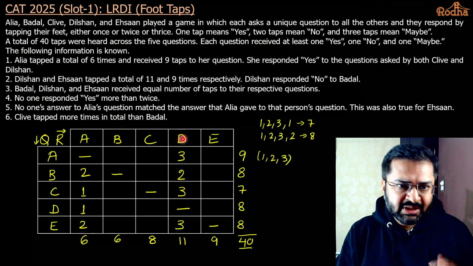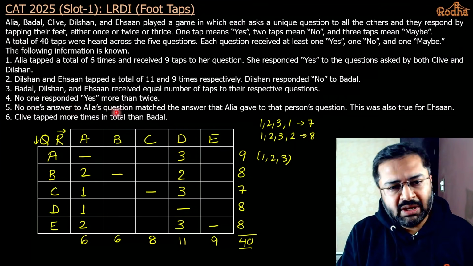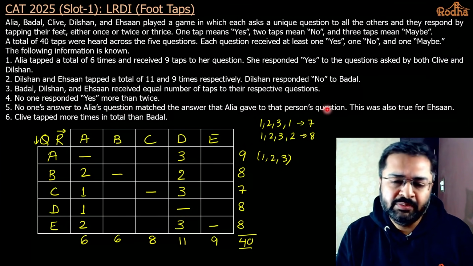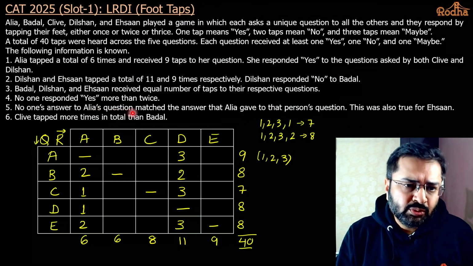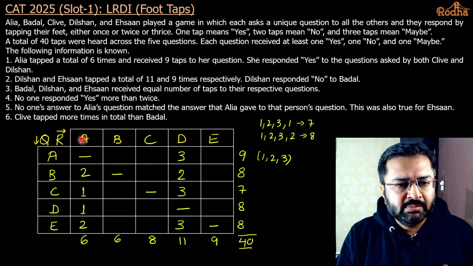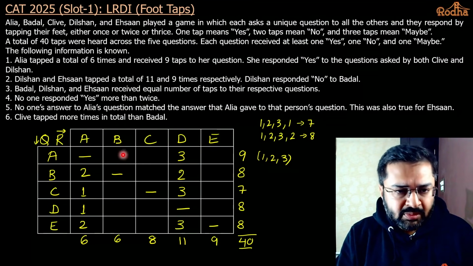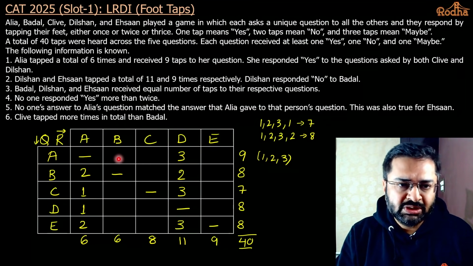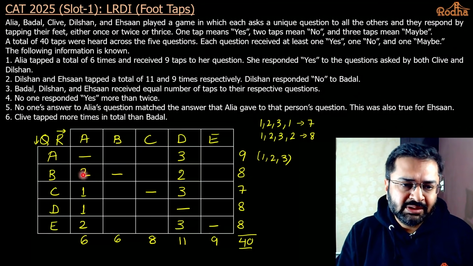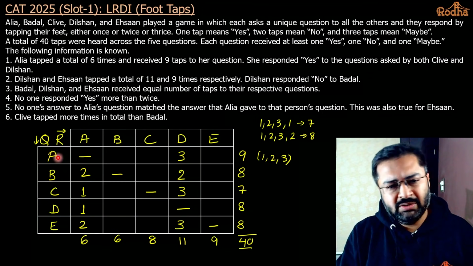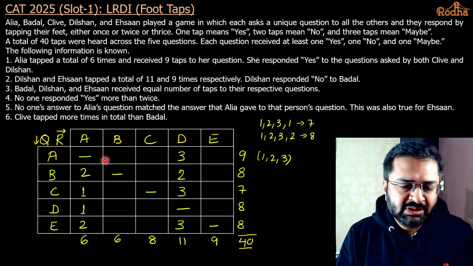The reason why I'm saying this is because statement 5 talks about no one's answer to Alia's question matching the answer that Alia gave to that person's question. What does that mean? No one's answer to Alia's question. So for example, if we talk about B, fine. So this cell would have what? B's response to Alia's question. Now this response would not match this cell, right? So these 2 cells, in place of reading this lengthy statement, you can just think of it like that.